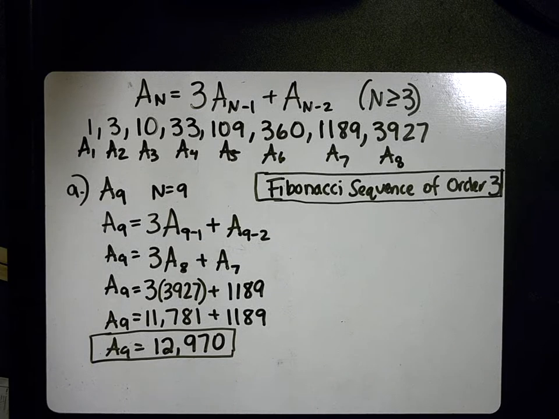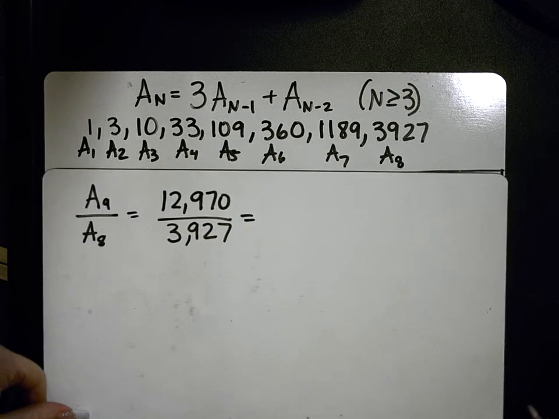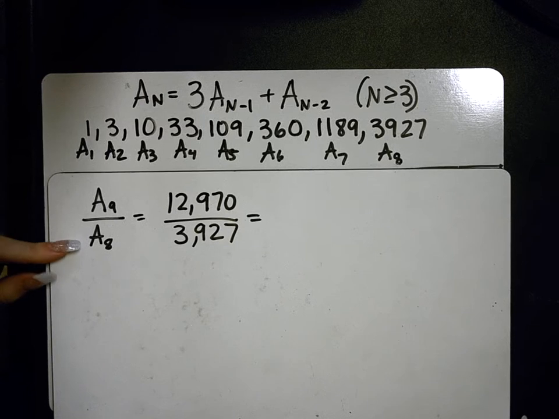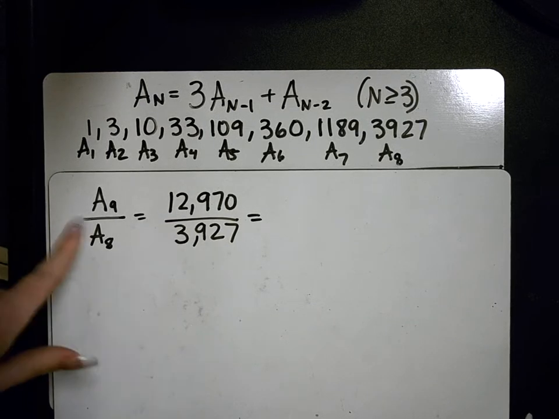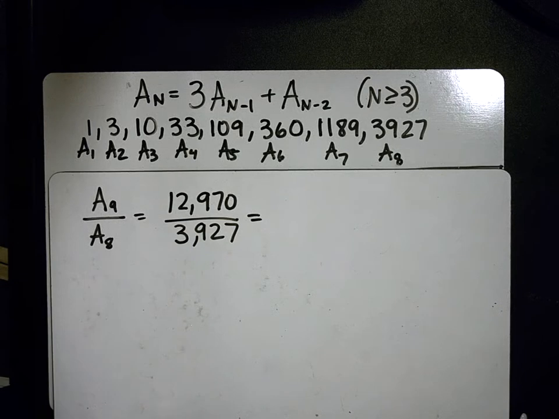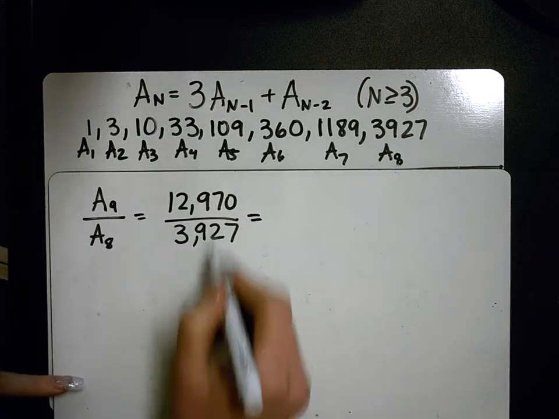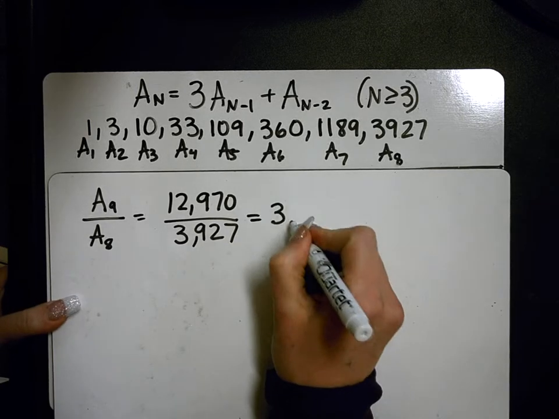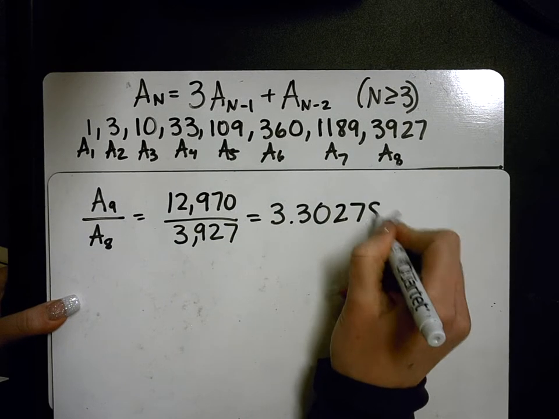Now, the next thing we need to determine is, okay, we know what the ninth term is for the Fibonacci sequence of order 3. Let's look at the ratio of the ninth term divided by the 8th term. The ninth term is 12,970, divided by the 8th term, which is 3,927. When we take those numbers and divide them, what we end up with is 3.30278.